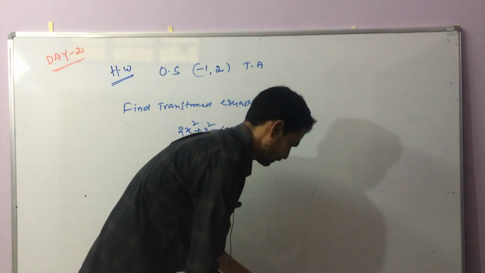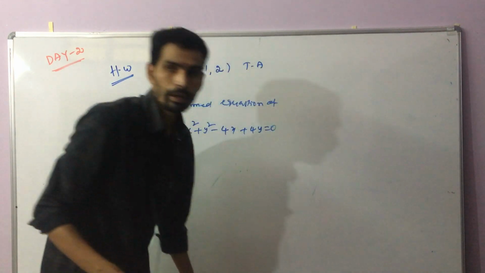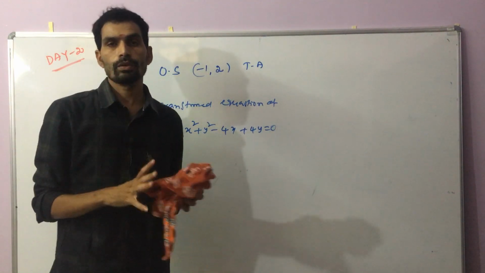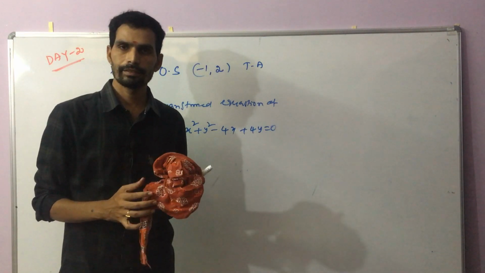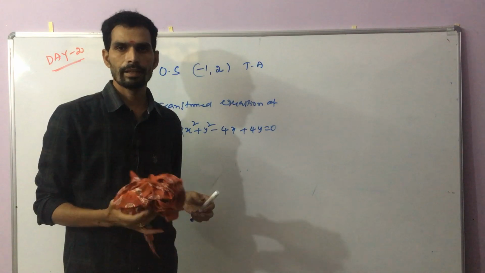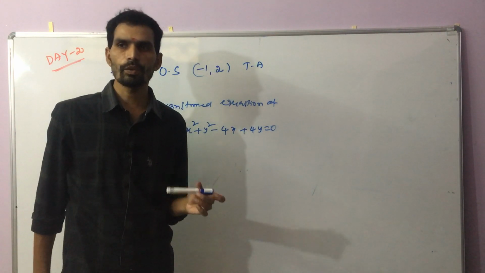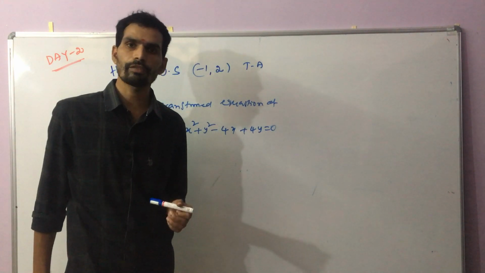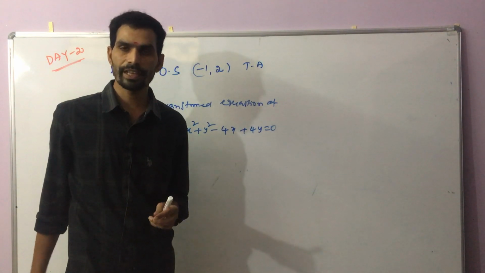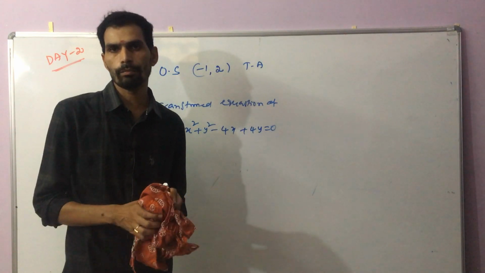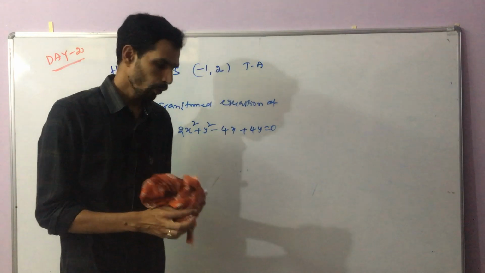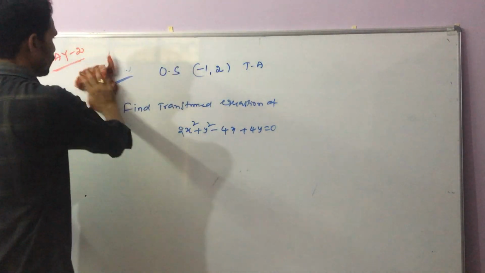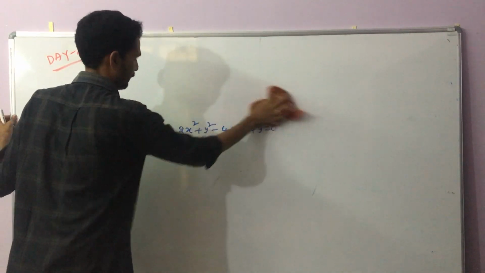Rotation of axis. Already we know transformation of axes are of 3 types. One is the translation of axis, second one is the rotation of axis, third one is rotation and translation of the axis, which means both the first and second. Now, rotation of axis. Definition of rotation of axis.